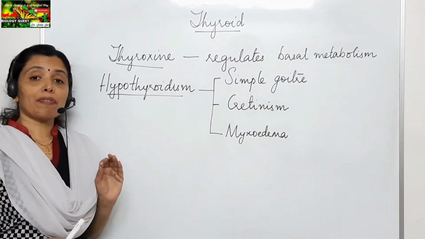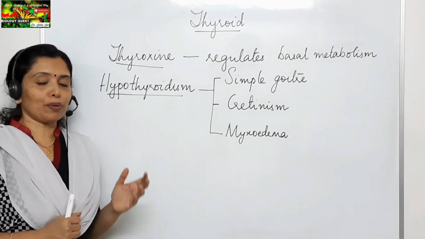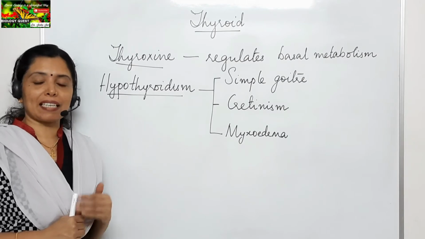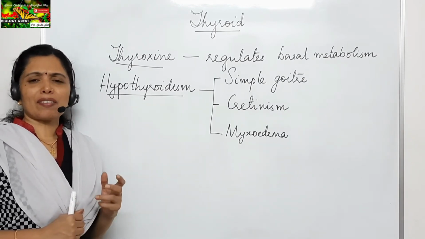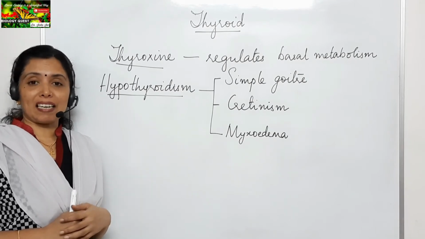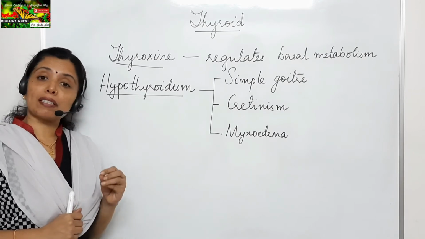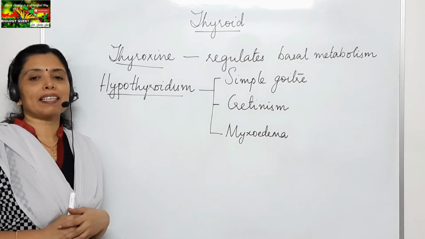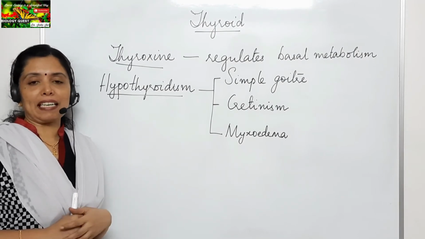So the use of iodized salt is recommended because, as I told you, iodine is an important ingredient for the production of thyroxine. And that is the reason why people living in hilly areas are prone to simple goiter, or simple goiter is common among the people living in hilly areas, because in the hilly areas the food is deficient in iodine.